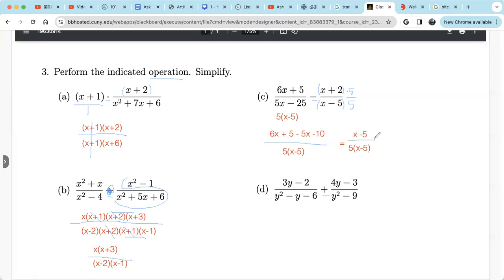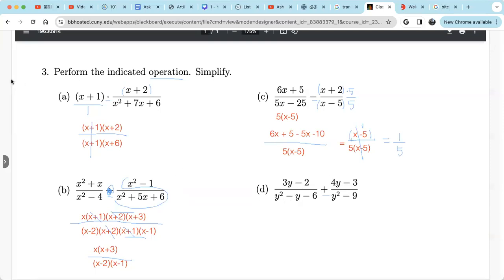Now we have common factors. We have x minus 5 as a factor in the numerator. We have x minus 5 as a factor in the denominator. It becomes 1. So we're left with 1 over 5. So the 5 is in the denominator. X minus 5 divided by x minus 5 is 1. So that becomes 1 over 5.